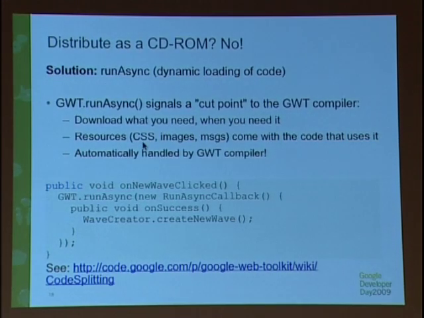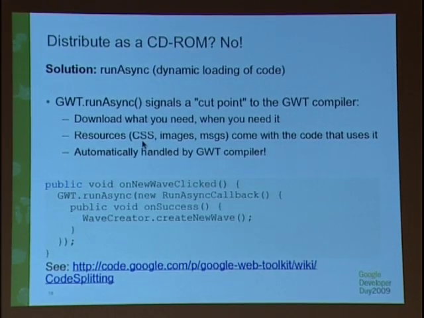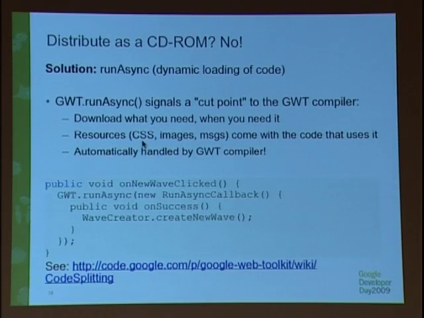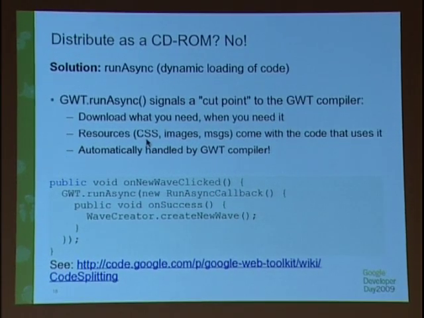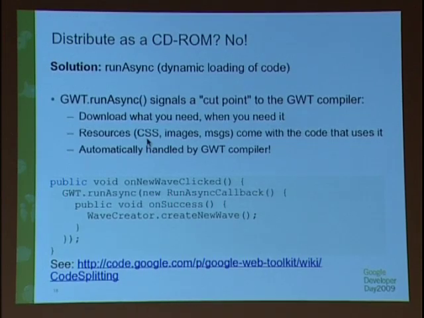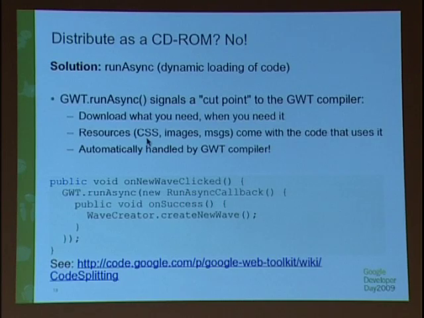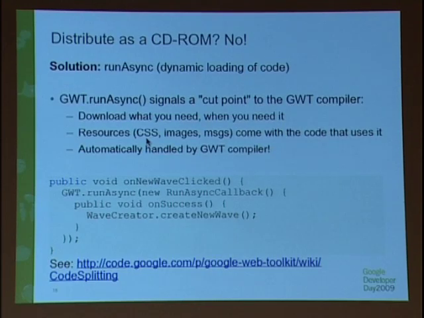And other parts of the application only get downloaded as the user does something that invokes that part of the application. This goes not just for code, but for resources like images, CSS, and HTML fragments. And all this magic is done by the GWT compiler for free. All you need to do is be smart about figuring out where to put the cut points and how to carve up your application into these independent islands.